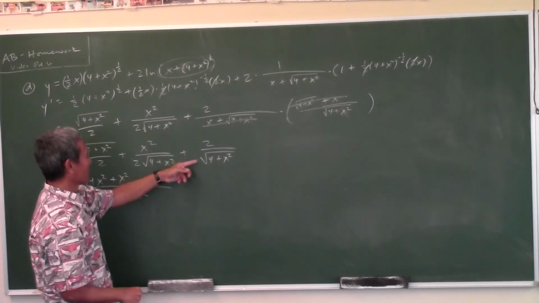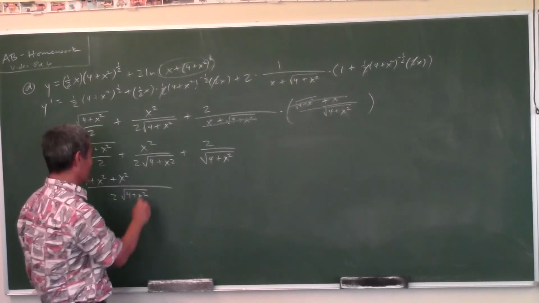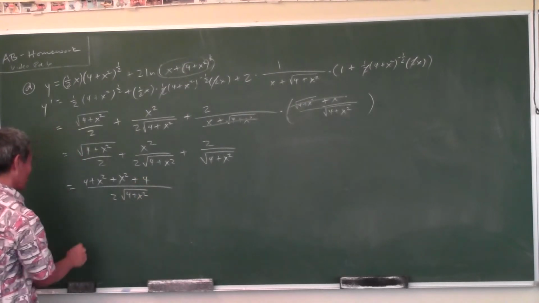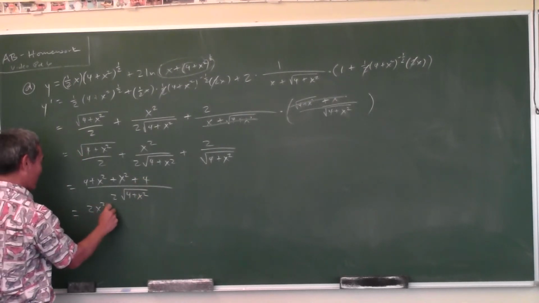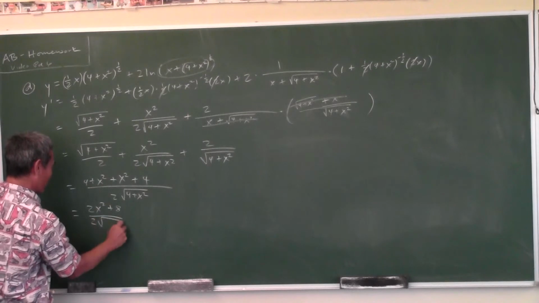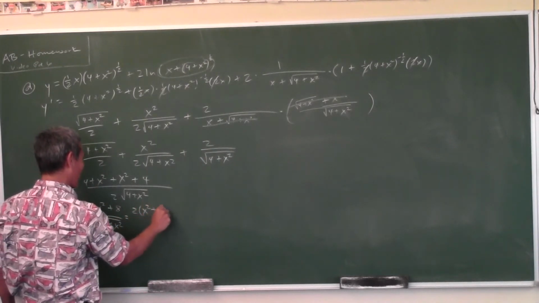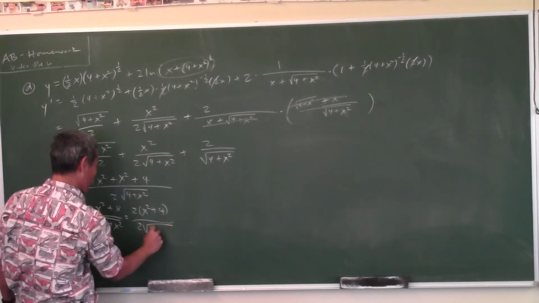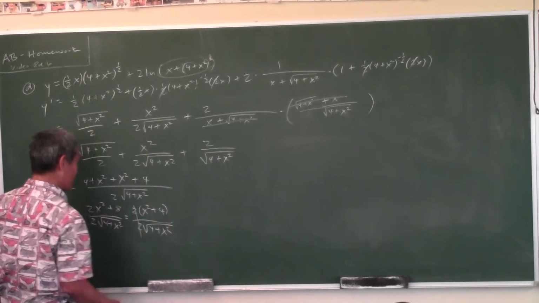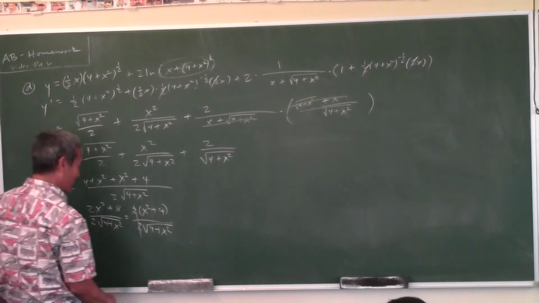And then this one you need to multiply top and bottom by 2. So you got 4. So what do you got? You got 2x squared plus 8 all over 2 root 4 plus x squared. I factor out the 2, x squared plus 4, all over 2 root 4 plus x squared. The 2's cancel out. Final answer?